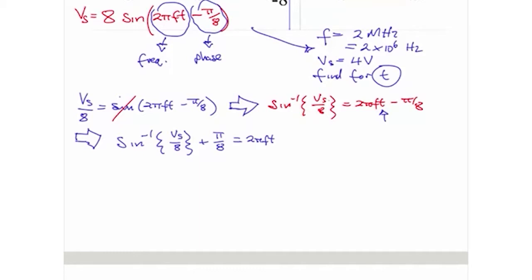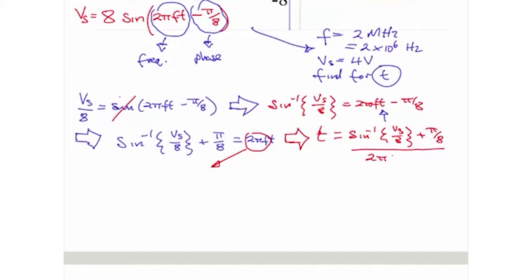Okay, and if you divide both sides, change colour, divide both sides by 2 pi f, so that thing there is going to go on there. So we should have something conveniently t equals sine minus 1 of Vs over 8 plus pi by 8, all over 2 pi times the frequency. Okay, I'm being very careful with frequency.